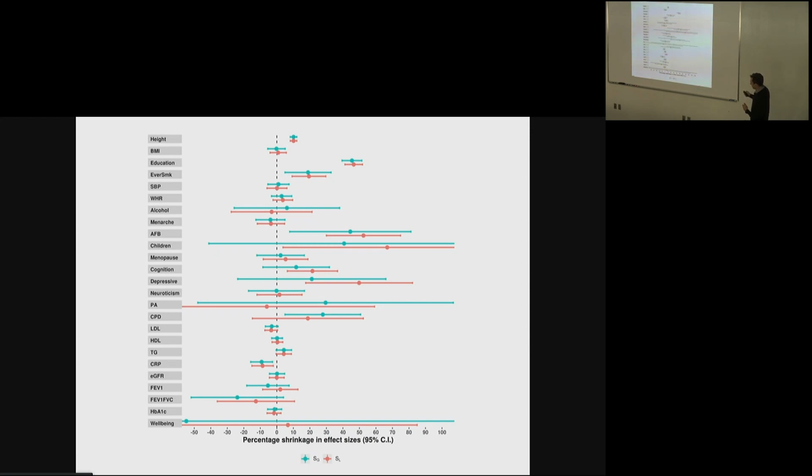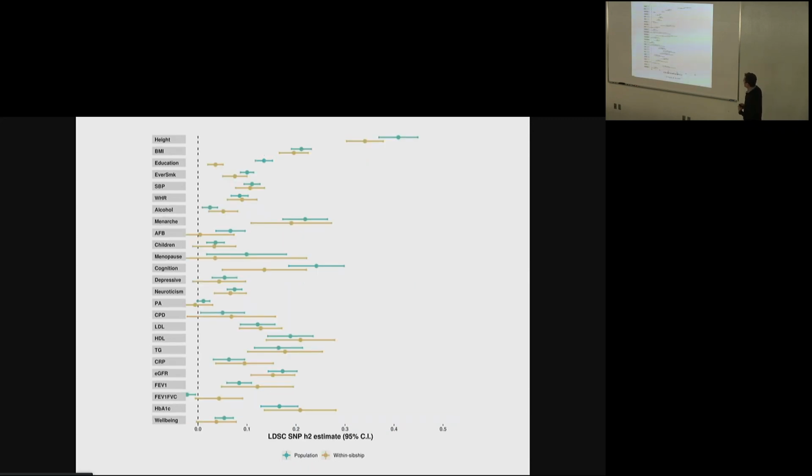So just, again, to give a couple examples, for education, it's about 40%, which is to say that the estimates at the SNP level, the effect sizes are about 40% smaller on average when you look between siblings than you get in the population. If you look for height, it's a smaller amount of shrinkage, just about 10 or 15%, and they're seeing no shrinkage for BMI.